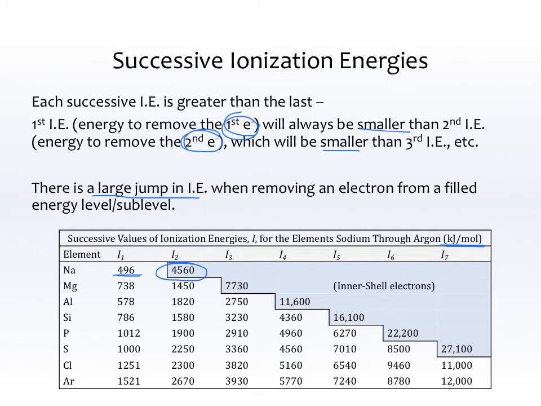For magnesium, it takes more energy to remove the second electron than the first, because once you've removed the first electron, the next electrons are closer to the nucleus. But then look at how much happens when you try to remove the third electron.